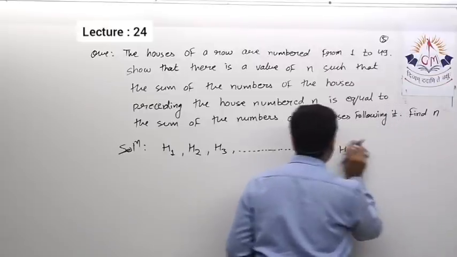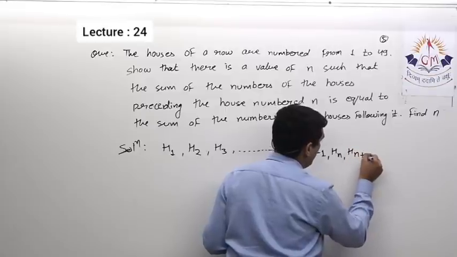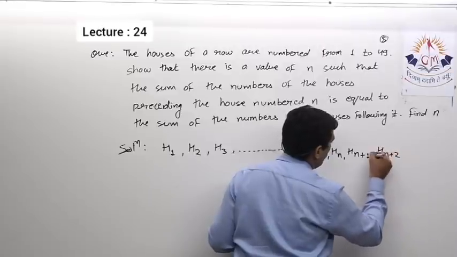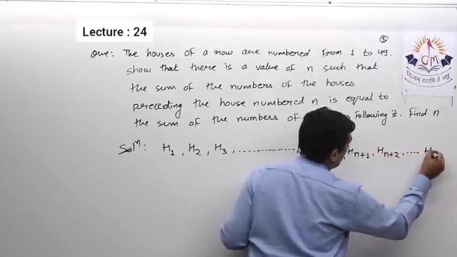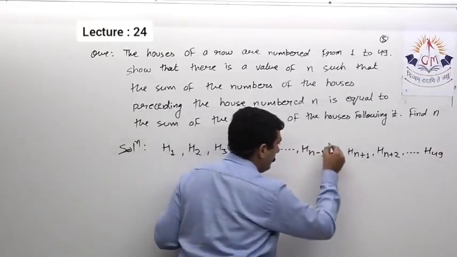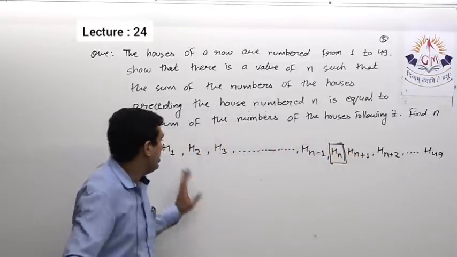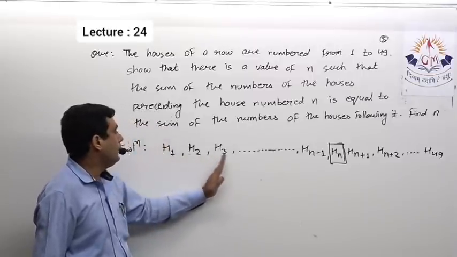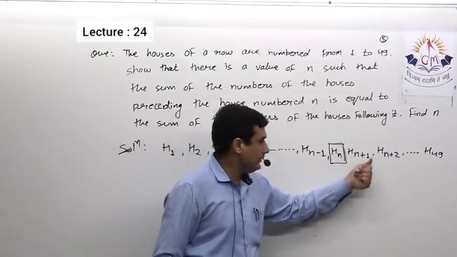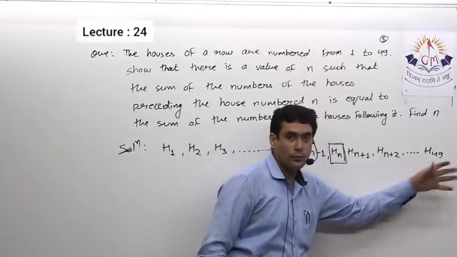Okay, up to house number 49. n, then house number n plus 1, then house number n plus 2 up to house number 49. Okay, so I have to find n in such a way that if I add h1 plus h2 plus h3 up to h(n minus 1), it should be equal to n plus 1 plus n plus 2 plus n plus 3 and finally up to 49.